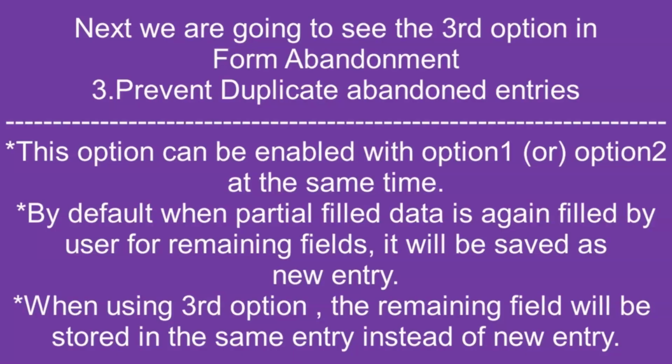Next we are going to see the third option in form abandonment. The third option is prevent duplicate abandoned entries. This option can be enabled with option 1 or option 2 at the same time. By default, when partial filled data is again filled by user for remaining fields, it will be saved as new entry. When using third option, the remaining field will be stored in the same entry instead of new entry.